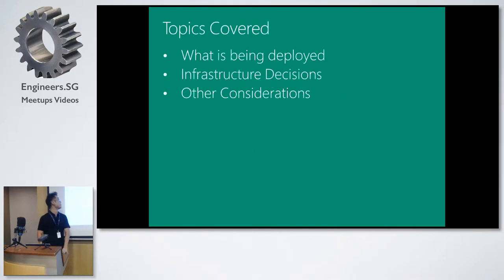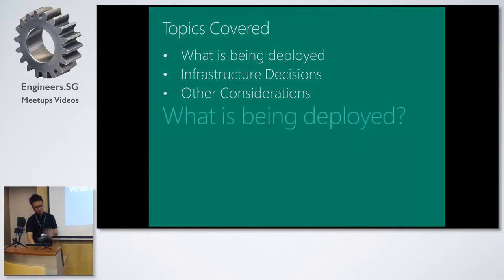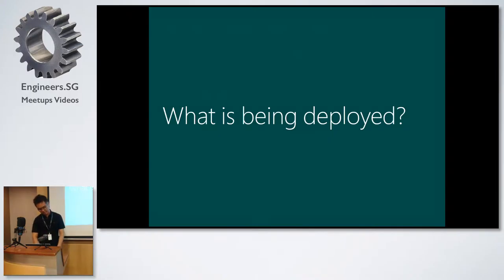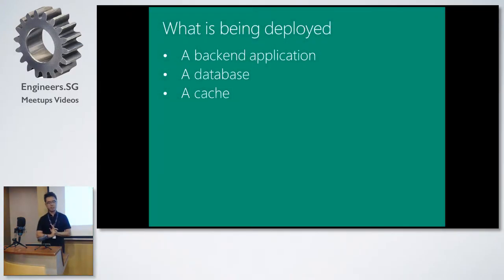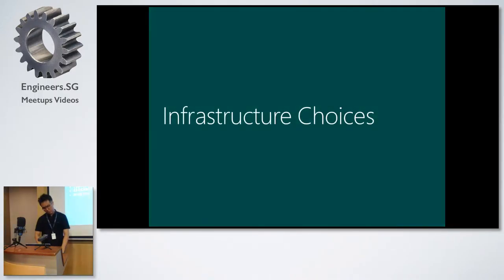So I'm going to cover what kind of infrastructure decisions you would make when you do such a deployment, and any other considerations when you do such an app deployment. What is being deployed? We're deploying a simple backend application with a database and a cache. That's it. Simple. Straightforward. Your Django with your Postgres, your MySQL with your WordPress. Standard one.